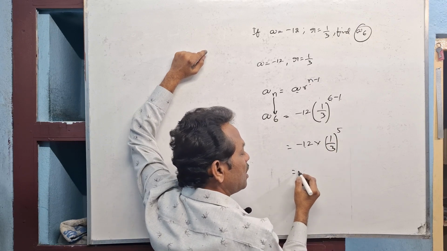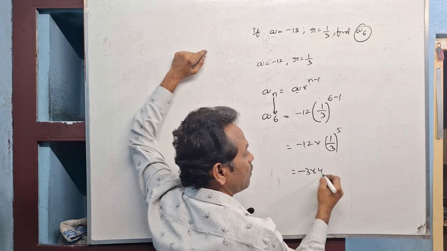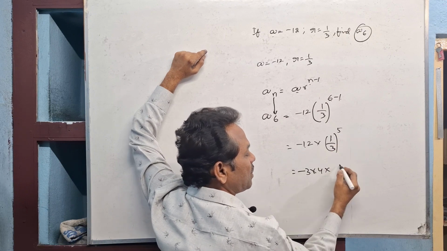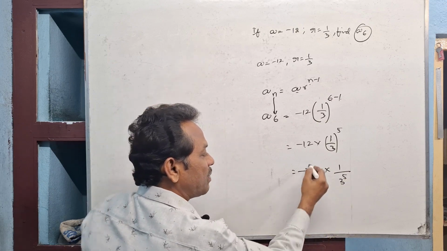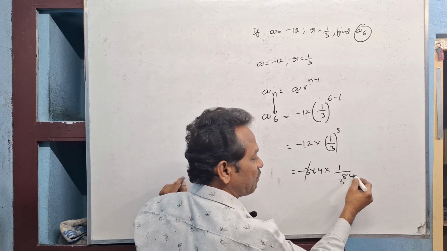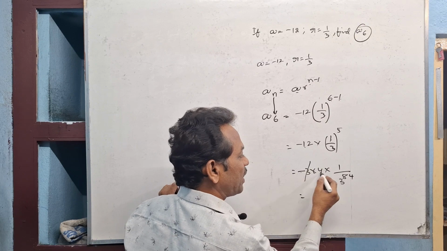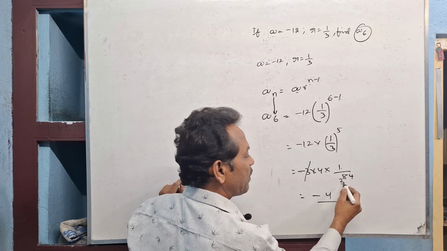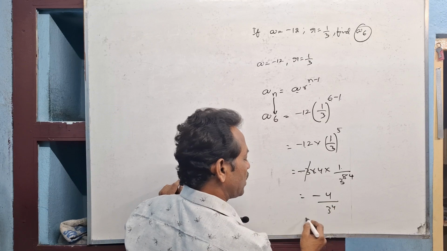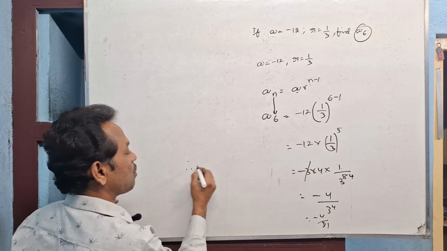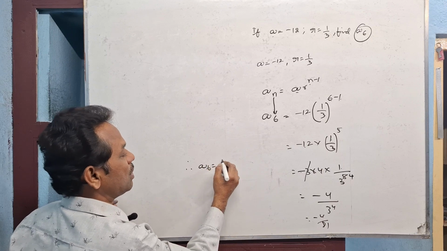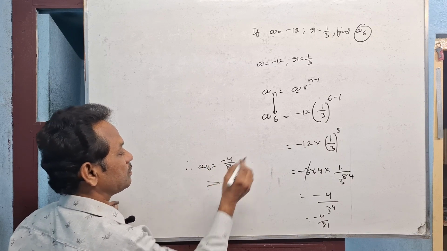So minus 12 we will take as 3 into 4 into 1 to the power of 5, which is 1 only, divided by 3 power of 5. Now if I cancel one 3 here, we have 3 power of 4. So minus 1 into 4 into 1 is minus 4 divided by 3 power of 4, which is 81. So we got A6 equal to minus 4 by 81.